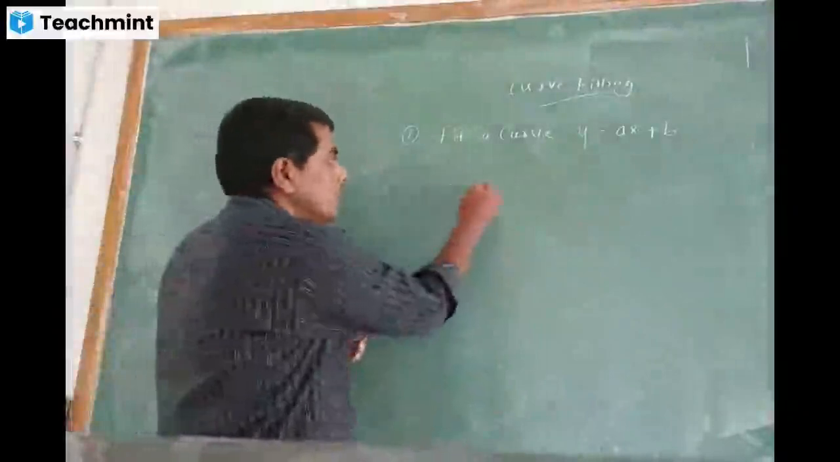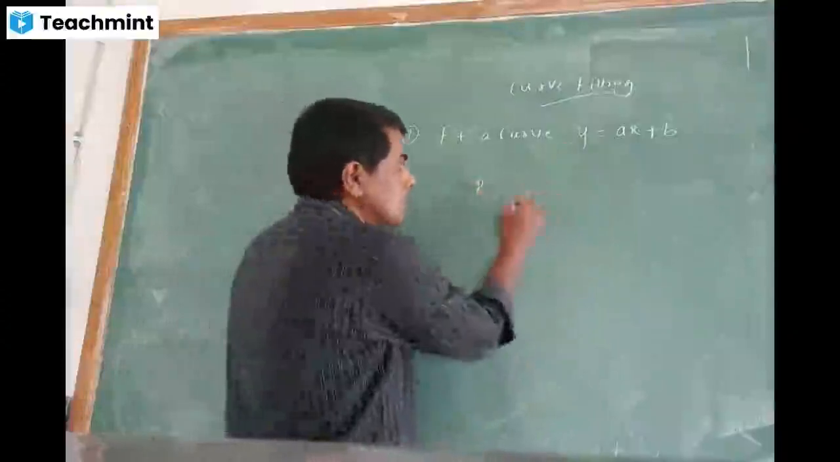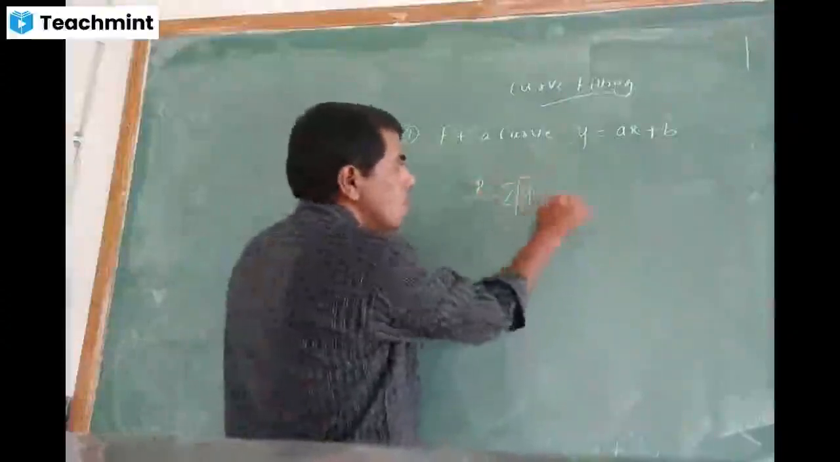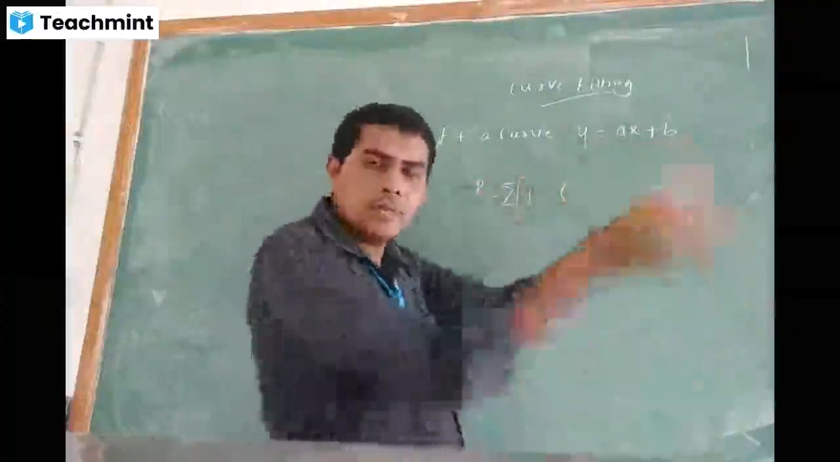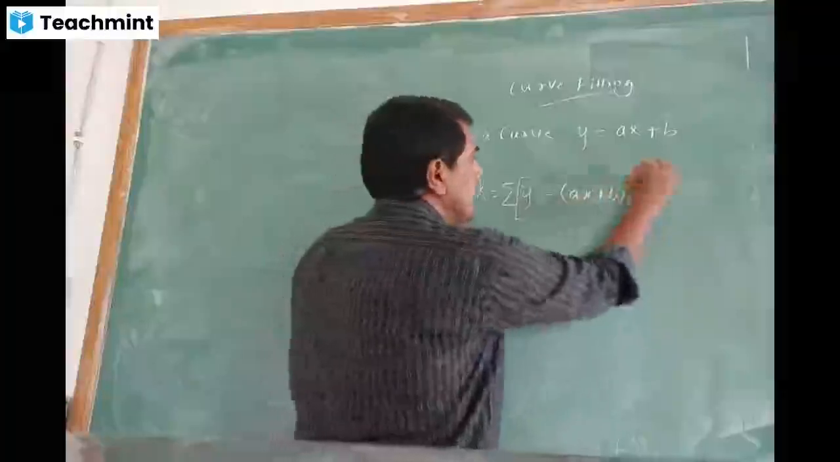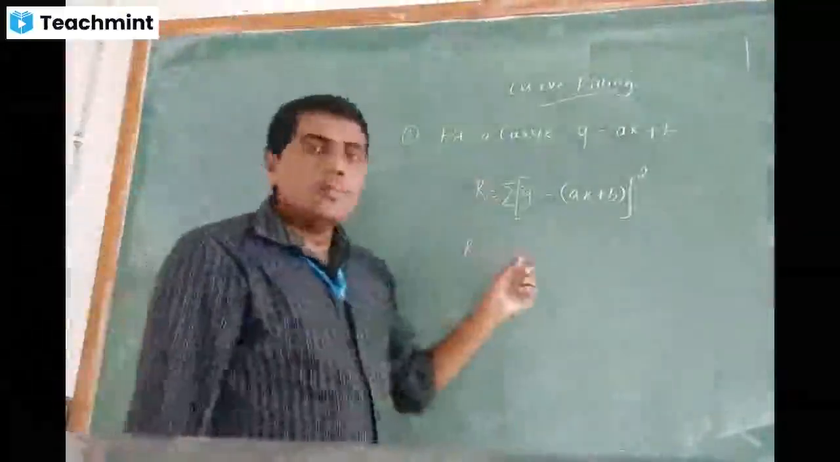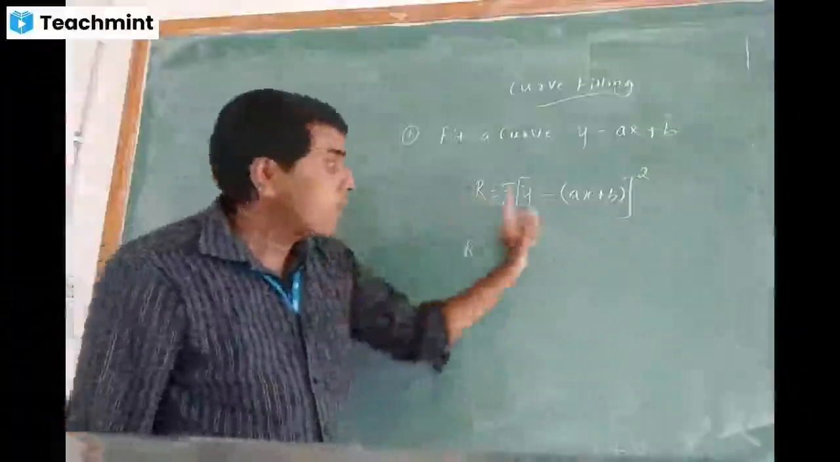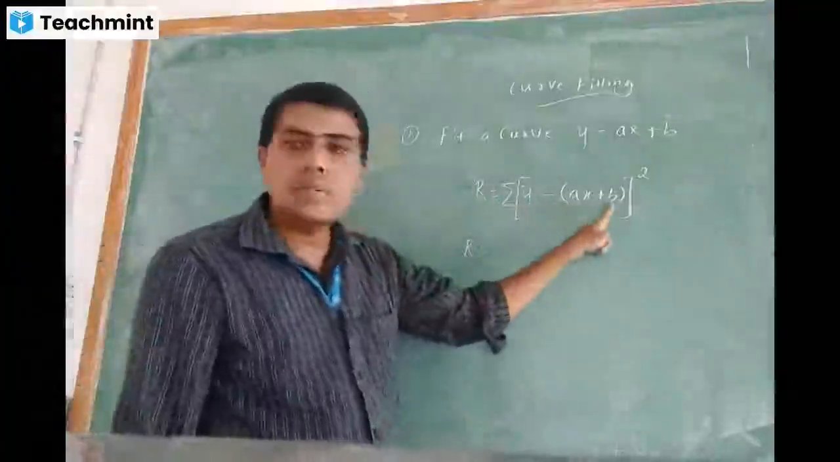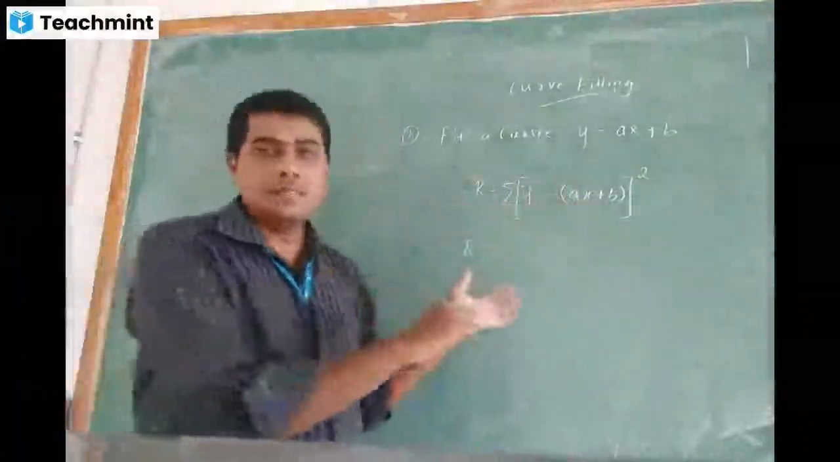First let me take the residual. Residual means I take the summation of y minus this entire term, shifting everything to one side, so it becomes y minus (ax plus b). The sum of the squared residuals, let me call it r. Now this r is considered a function of two parameters, a and b. So I am going to differentiate partially with respect to the parameters.